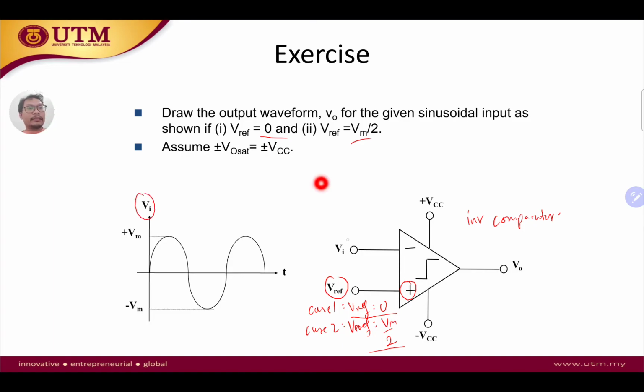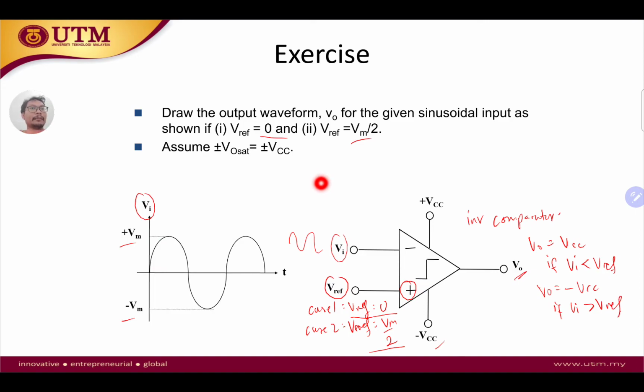And here is the input, so the input is given as shown here. So if we supply a sine wave, plus minus Vm, what should happen to our V out here? Okay, so from here we can see that this is inverting, so we know that V out is going to be equal to VCC if Vi is less than our VREF. Okay, and then V out is negative VCC if Vi is greater than VREF.